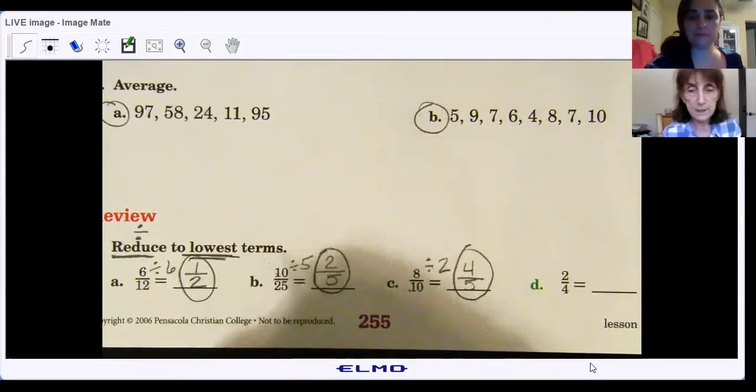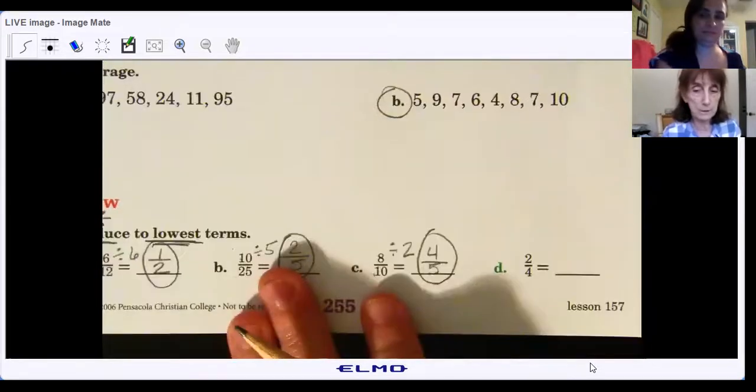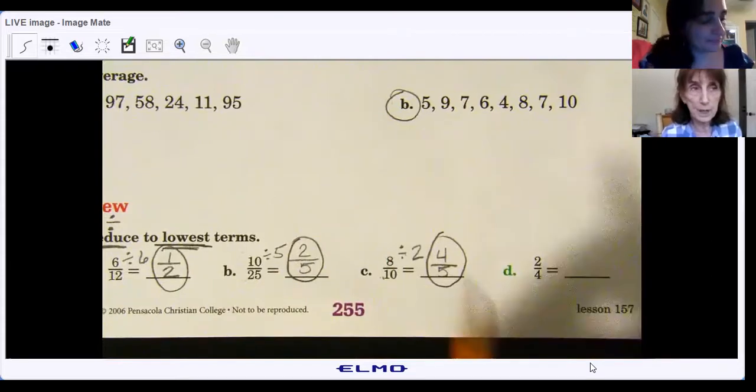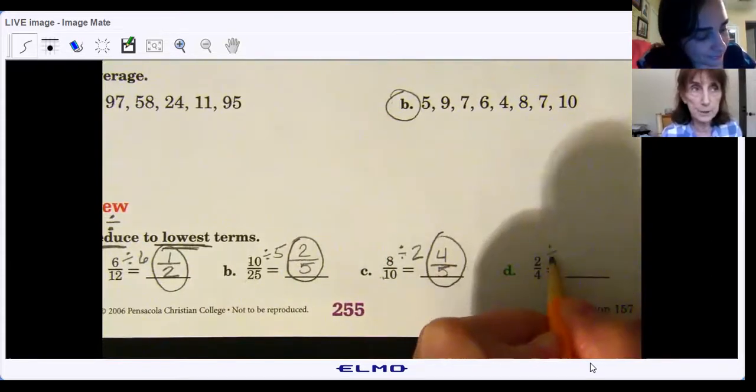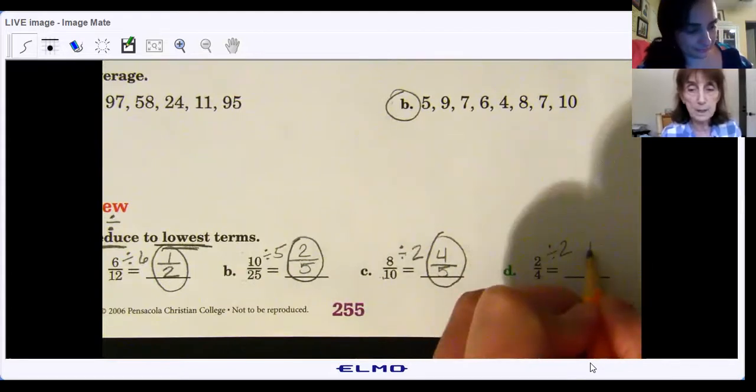All right, let's look at the next one. 2/4. Oh, this is a real hard one. All right, let's try 2. 2 divided by 2, 4 divided by 2, that'll work. So 2 divided by 2 is 1, and 4 divided by 2 is 2. So your final answer is 1/2.